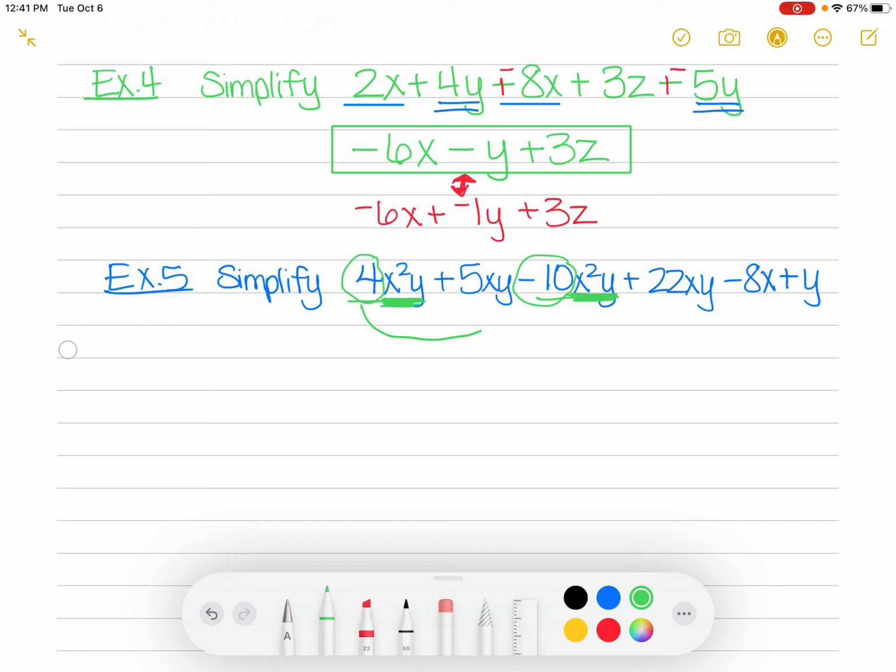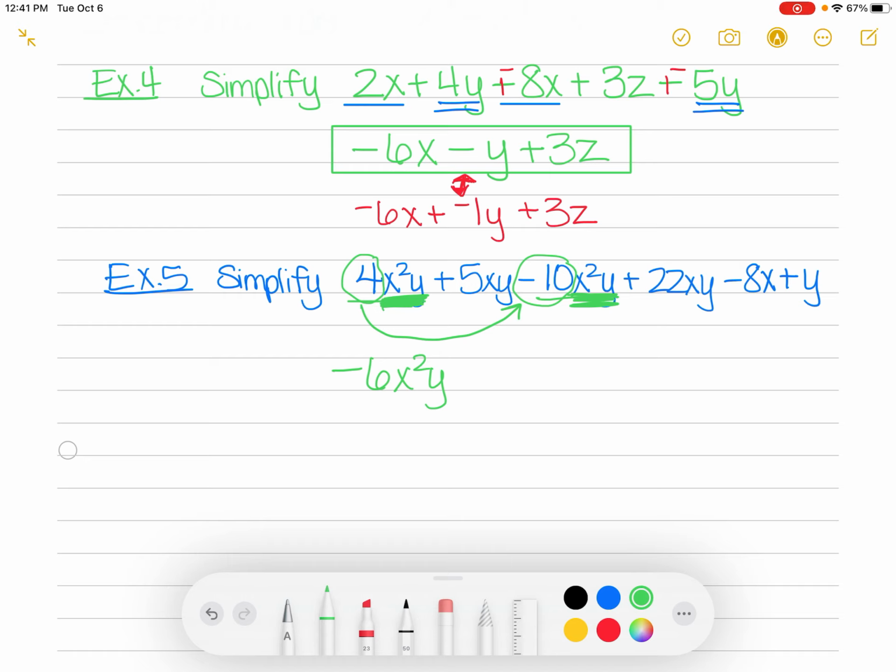Okay, so if I do 4 minus 10, or 4 plus negative 10, I get negative 6x squared y. So remember, that part that I have underlined a whole bunch of times is going to stay the same, x squared and y. Remember, you can use calculators right now. So if you don't know what 4 minus 10 is, then you need to put it in your calculator, okay?